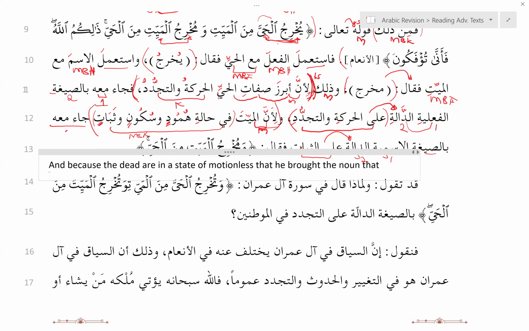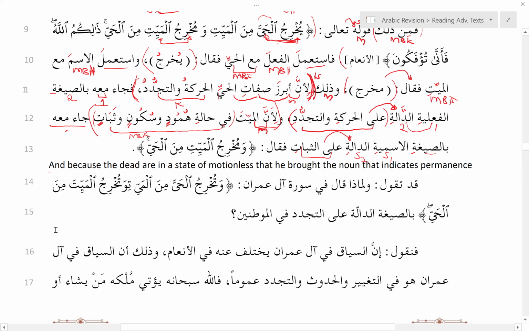And of course, there's another sifa here that indicates permanence. So I'm making it very simple so that we can understand how to break this. Now, if I just said this sentence like, and because the dead are in a state of motionless, that he brought the noun that indicates permanence. Does that sentence sound right? Motionless, that he brought the noun that indicates permanence. No. So you see, if you do the i'rab slightly wrong, then the meaning also shifts.